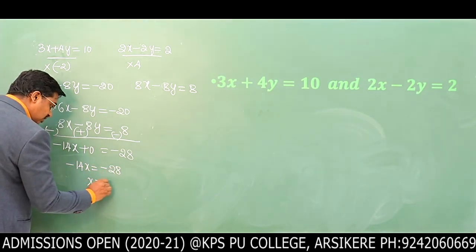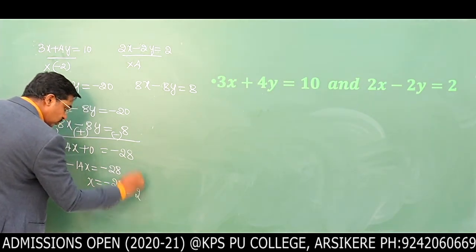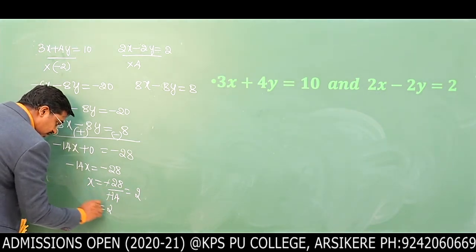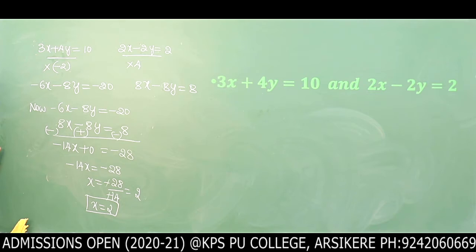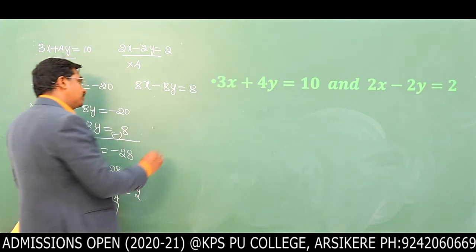What is x then? x is equal to minus 28 divided by minus 14. You are left with 2 here. So minus minus gets cancelled, 14 into 28. What is the x value here? The x value is 2. Then how to get the value of y? Substitute in any one of the equations.